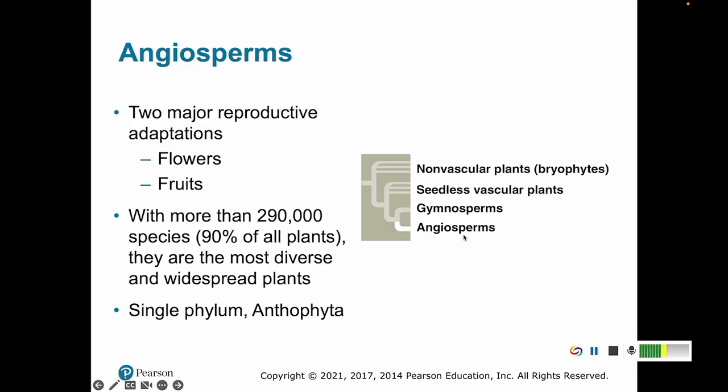Angiosperms are plants that have two big adaptations in them. They have flowers and they have fruits. Most plants that you think of probably have flowers and fruits. Most plants, more than 90% of plants, are contained within angiosperms. So these are the most diverse and widespread plants. However, they only have one phylum, Anthophyta. So all the plants, when we discuss angiosperms, they all belong to the phylum Anthophyta.